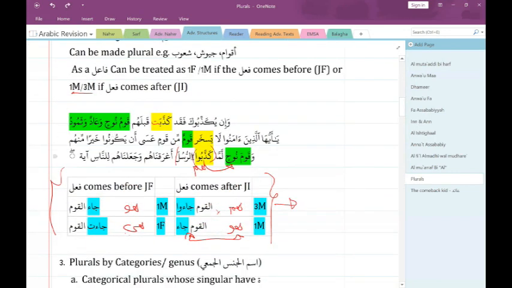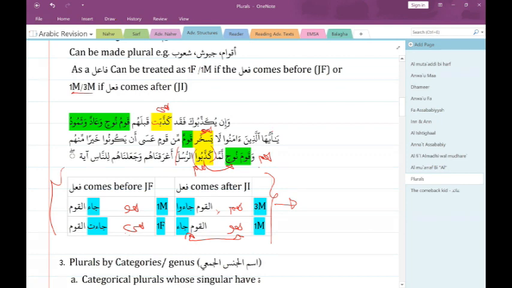So put these three together. They are different ayats. This is one example I was showing you, how it's kadhabat, the hiya version here. And here we have the huwa version, and here we have the hum version. And it's all referring to qawm.